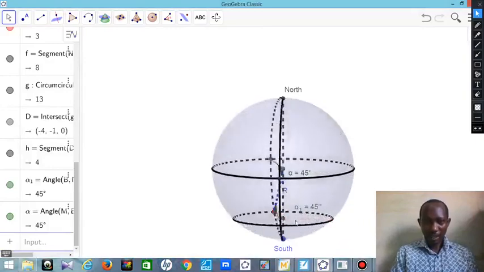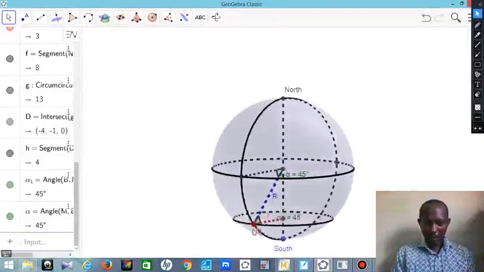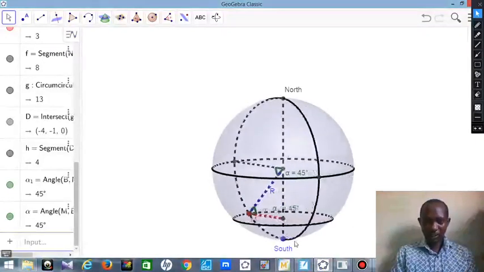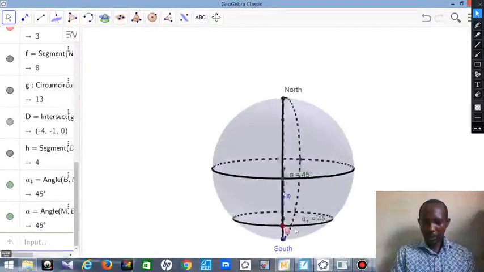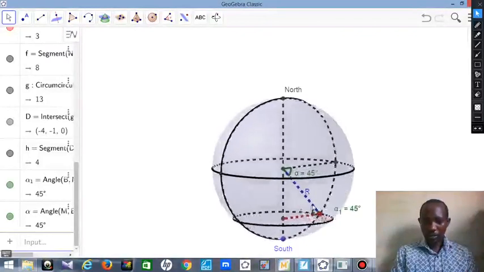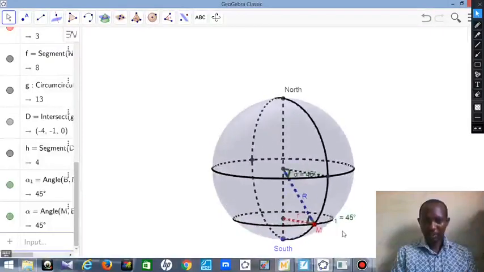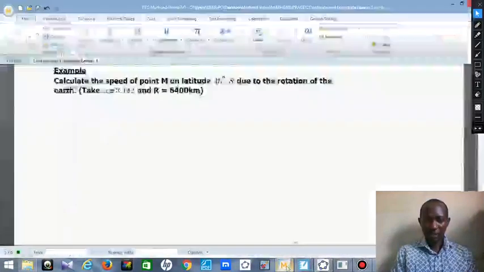Okay, you can see how M is turning. See how the point M is turning on latitude 45 degrees south. See how it's rotating. This is what the question is telling us to do. So point M is rotating. You can see it is going round. So let's go back to the question and see.